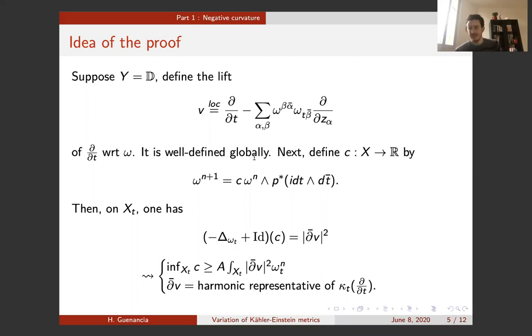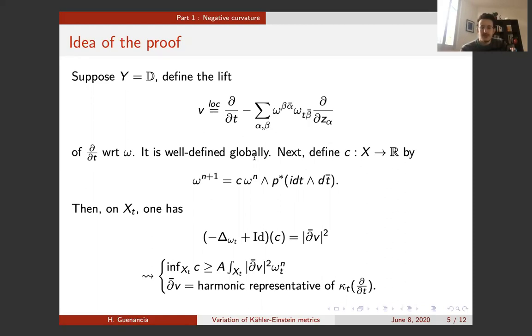Okay, so we get that it's semi-positive, but actually we get better, because if you refine that maximum principle a little bit, it tells you that the infimum of C is dominated from above by a positive constant multiple, that depends on some geometric data that I don't want to make precise, times the L2 norm of d bar V.